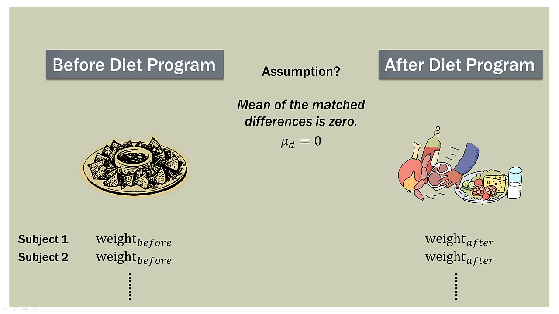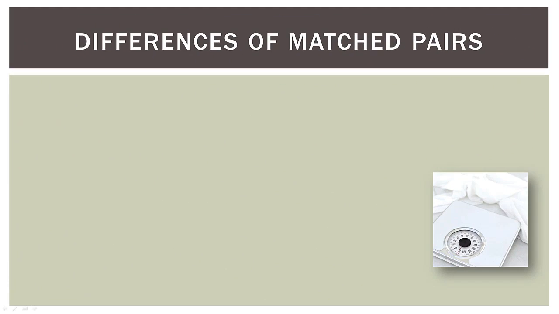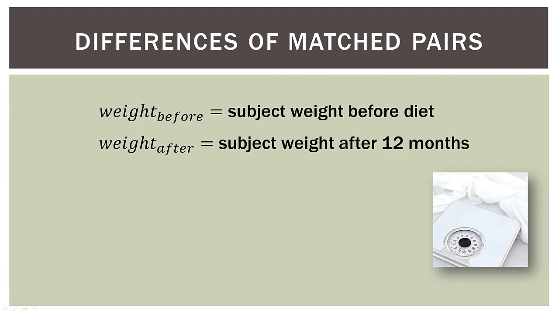Now what is our assumption here? We're assuming that the mean of the matched differences is 0, and we'll have a chart here in a minute that will make that more visible. But our assumption is that the difference between before weight and after weight for each person calculates to a mean of 0. Now what about independence? Remember, these two measures are not independent of each other. They are matched, in this case, to the exact same person on the before weight and the after weight. So weight before is the subject's weight before the diet, weight after is the subject's weight after 12 months.